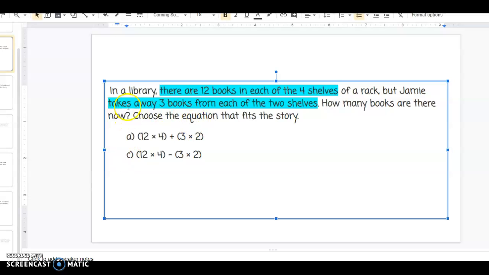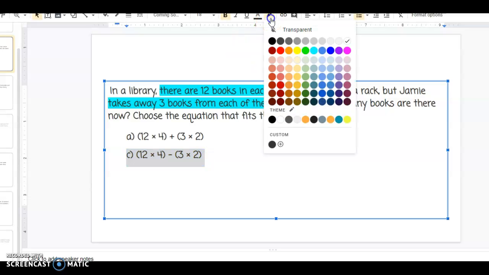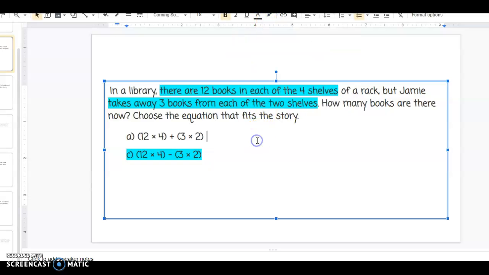So now I need to look at the second part of my problem. It says Jamie takes away. Well, I know, like I said before, take away means subtract. So I need to find the one with subtraction. The only one that's going to subtract is going to be here. And now I want to look and just make sure they both have 3 times 2. Where is that coming from? Well, it's coming from here.